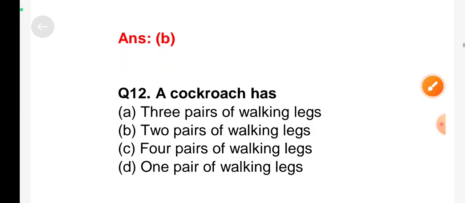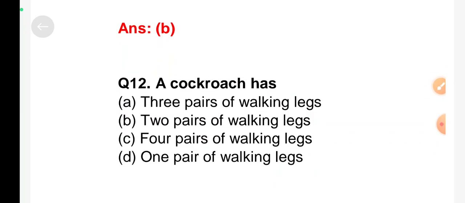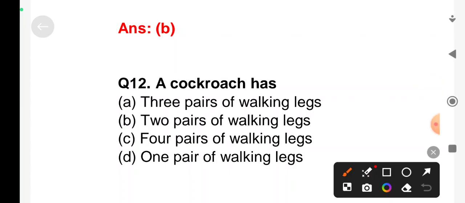Okay. Next question. A cockroach has option A, 3 pairs of walking legs. Option B, 2 pairs of walking legs. Option C, 4 pairs of walking legs. Option D, 1 pair of walking legs. Right answer is option A, 3 pairs of walking legs.